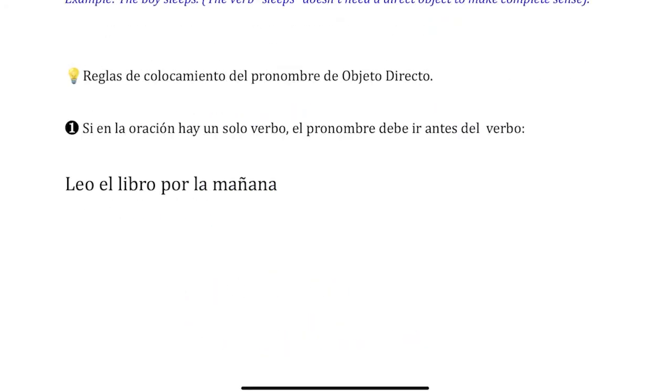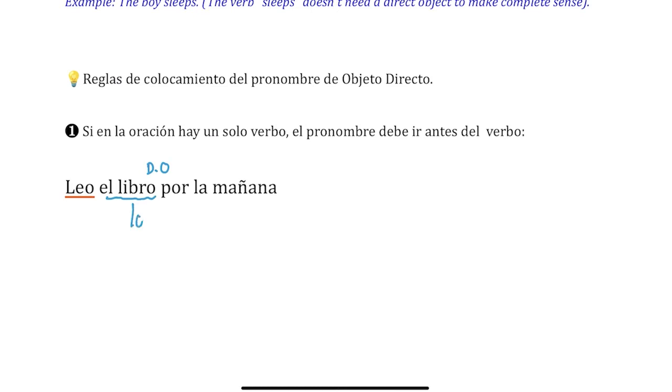When we are working with direct object pronouns, there are two rules that we need to pay attention to. Number one makes reference to the placement of the pronoun. If we only have one verb in the sentence, as in the example, leo el libro por la mañana, being leo the verb and el libro the direct object, there is only one way to do it, which is placing the pronoun before the verb. The pronoun lo to replace libro, so that will be lo leo por la mañana.